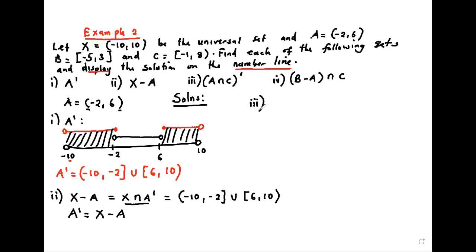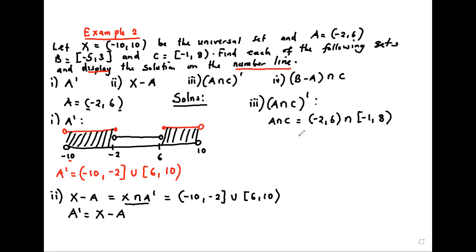And then 3, A intersection C, and then we should get the complement. So we need to get A intersection C first. Where is A? A is -2 to 6. And C is -1 to 8. So I want to get the intersection there, and then we'll go to the complement.